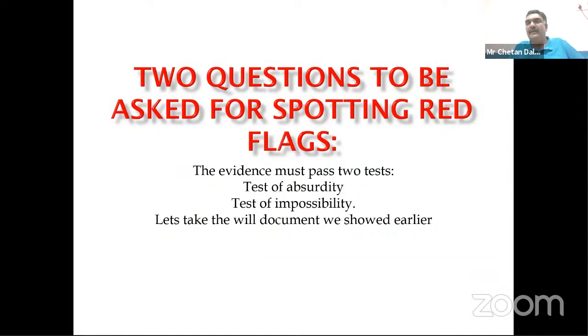So according to me, whenever we are examining something which is very important, two questions need to be asked of ourselves. The evidence that you are examining must pass two tests. One test is what we call the test of absurdity or reasonableness. That means if something is being mentioned in that particular document, does it sound reasonable? Is it possible?